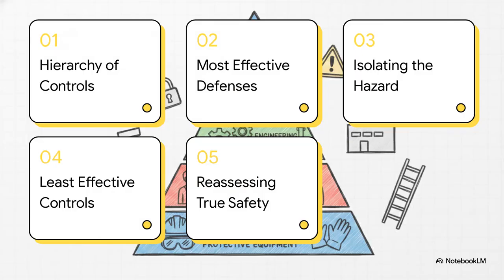Here's our quick roadmap for today. 1. The hierarchy of controls. 2. The most effective defenses. 3. Isolating the hazard. 4. The least effective controls. And finally, 5. Reassessing true safety. Let's get right to it.